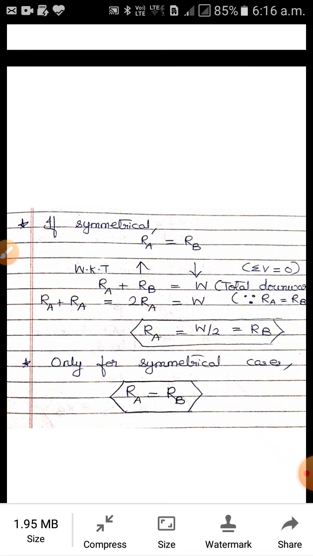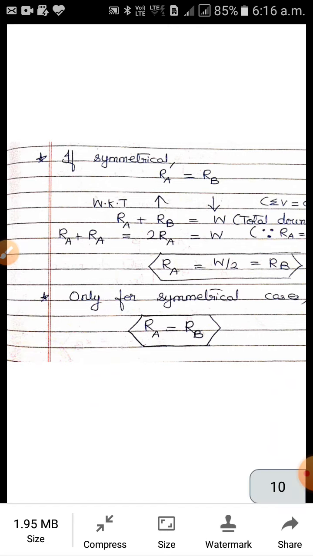Instead of doing this: to find RA, summation MB equal to 0; to find RB, summation MA equal to 0; then check summation V equal to 0. All that is ruled out. Only one condition: RA plus RB equal to total downward load W. That is summation V equal to 0 and RA equal to RB. That's all. Okay. I hope you understand.